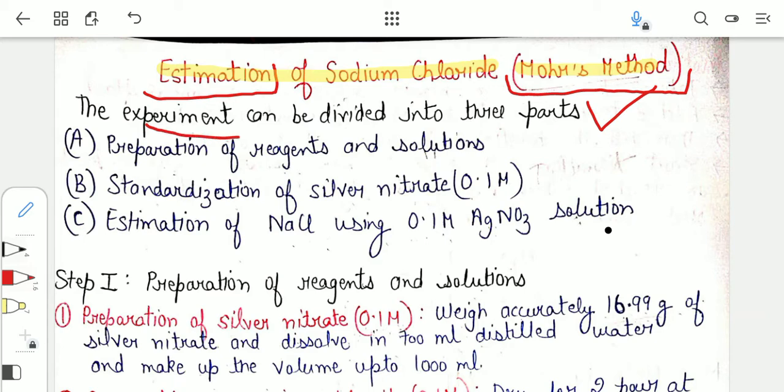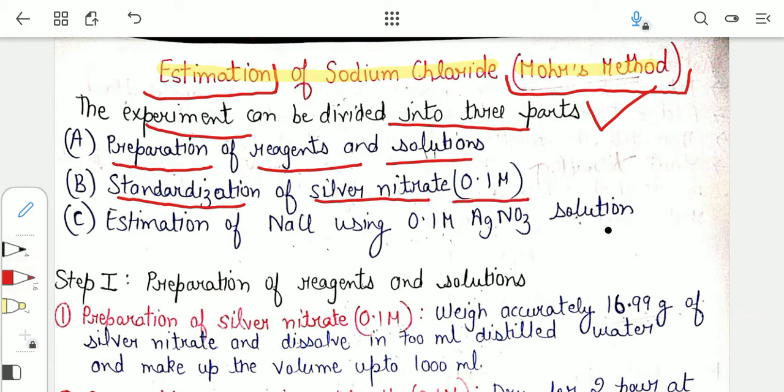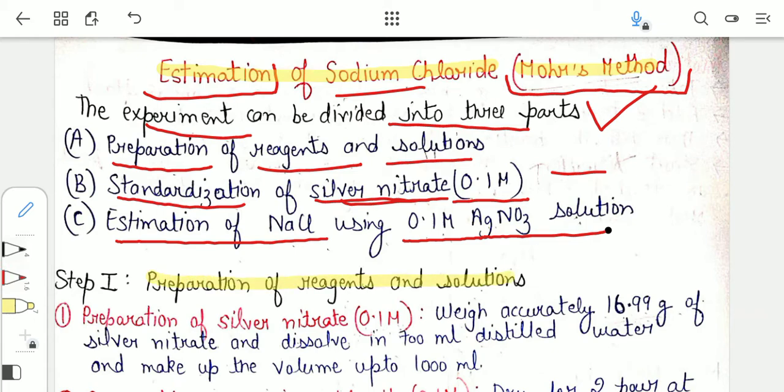The experiment can be divided into three parts. Firstly, we will prepare the reagents and solutions which we need. Then we will carry out the standardization of silver nitrate of 0.1 molar strength. Finally, we will carry out the estimation of sodium chloride by using 0.1 molar silver nitrate. The silver nitrate is our titrant in this estimation. Now let us begin with step 1, which is the preparation of reagents and solutions.